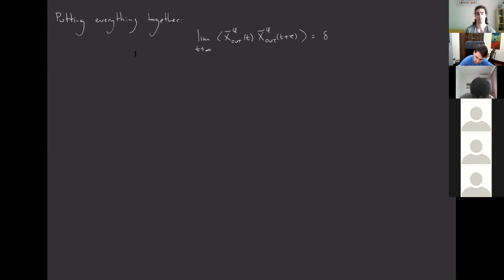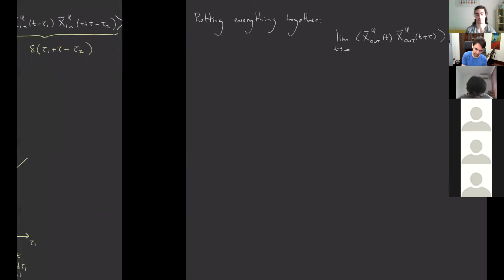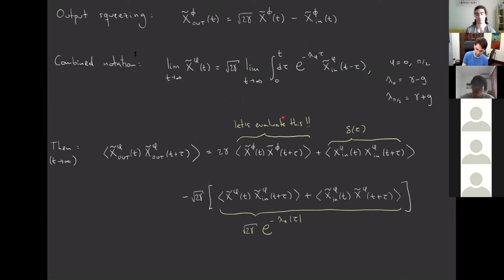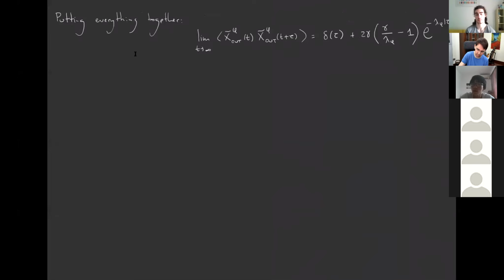this takes a very simple expression, it's just a delta function plus 2 gamma, and then gamma divided by lambda phi minus 1, and that's just a prefactor for the decaying exponential, okay? So the correlators in time decay exponentially with the time difference. So this is just by combining all the results that we have in here, okay? These 4 terms together add up to a two-time correlation function of the output that is just this expression here.